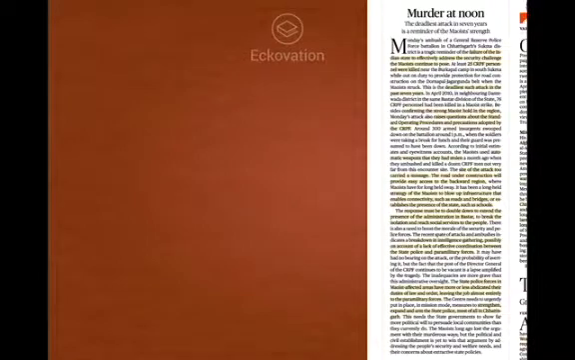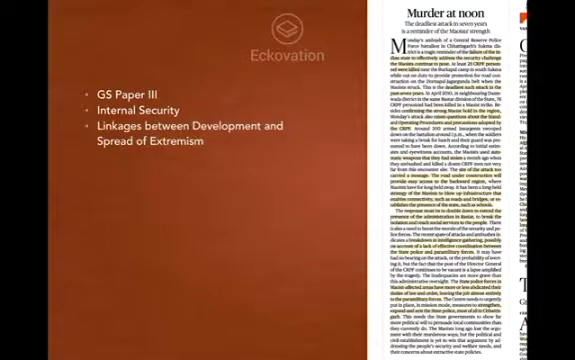Now, this article, Murder at Noon, is about the Maoist attack at Sukma on the CRPF forces. This is relevant to your GS paper 3 internal security portion. The specific point of your syllabus is linkages between development and spread of extremism. So this article talks about the policy of Maoists, which has been to attack infrastructure and thus hamper connectivity projects as well as development projects.